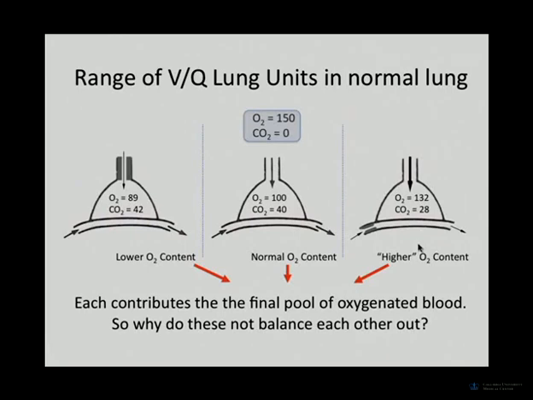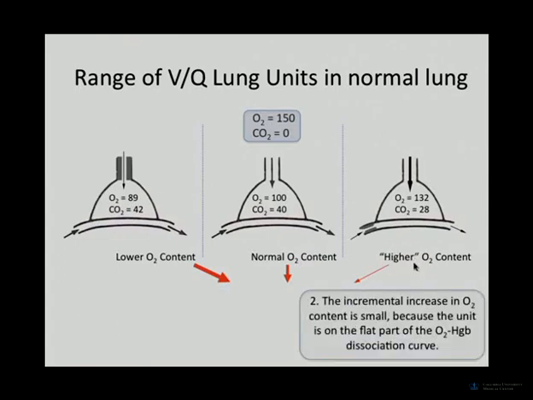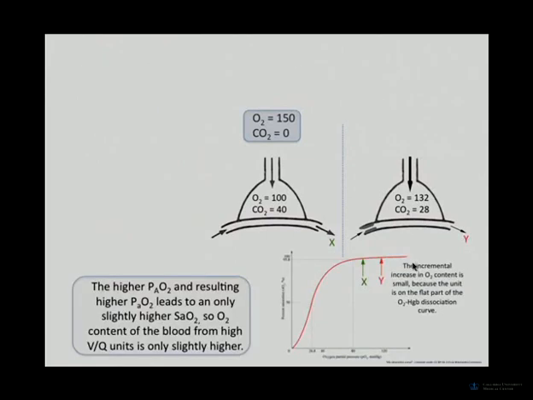So why doesn't all of this balance out? Why don't we have low units underperforming, high units higher performing, and normal units? Why doesn't it all balance out? And you all heard the answer in Amy's lecture. That's because, well, two reasons. One, first of all, we've just defined that these are units getting less blood flow. So there's just less of this contribution from these higher units. But much more importantly, the incremental increase in oxygen coming from these units, the incremental increase not in PaO2 but oxygen content, is relatively small because we're operating on the flat portion of the oxygen hemoglobin dissociation curve.